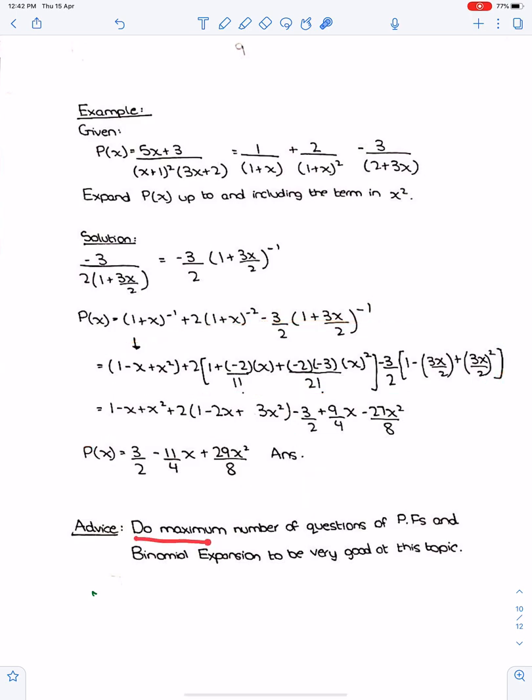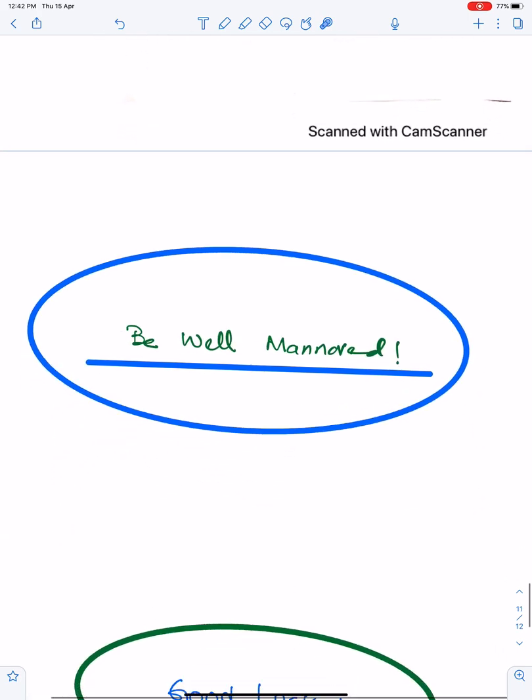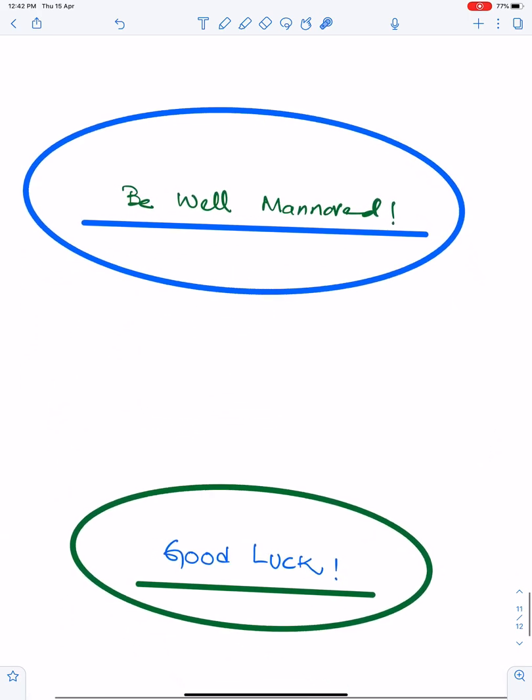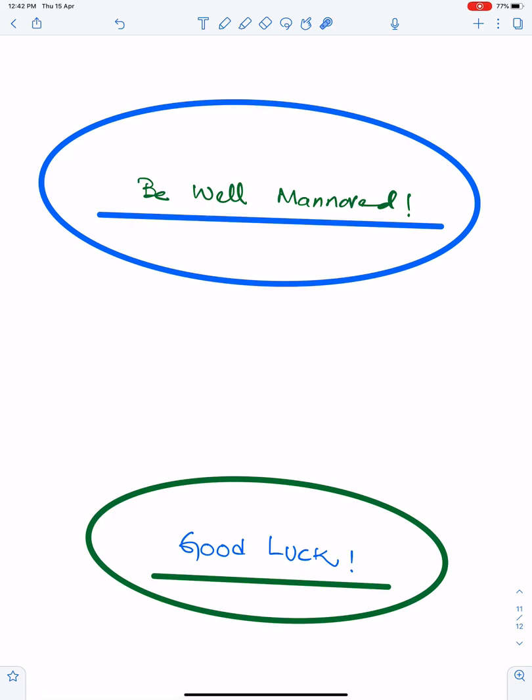Advice: do the maximum number of questions of partial fractions and binomial expansion to be very good at this topic. Well, practice is compulsory. I mean, if you want to be good at math, you must practice as much as possible. I hope this lecture will help you to understand how to expand the binomial expansions and how to use binomial expansions and partial fractions.